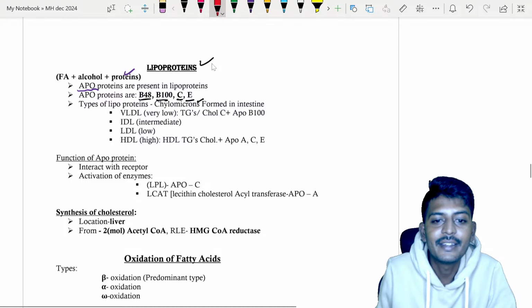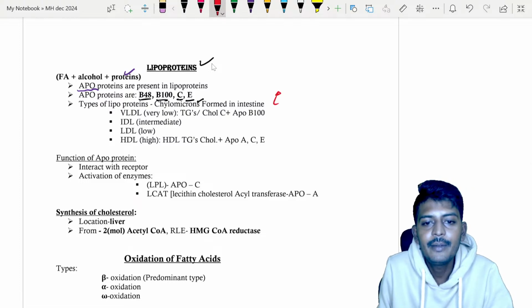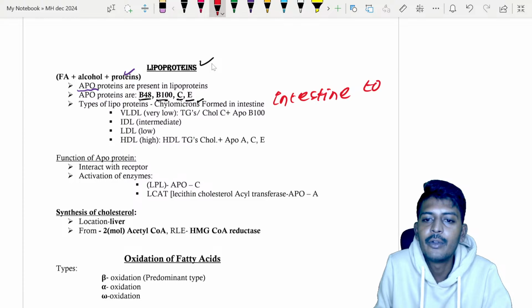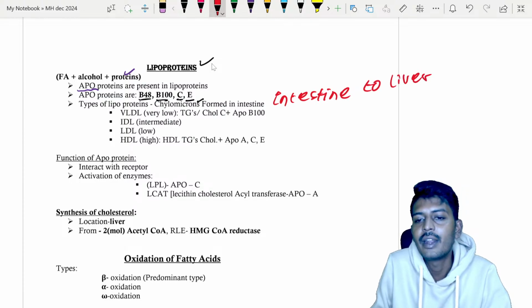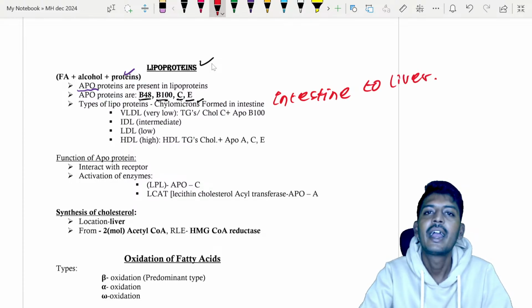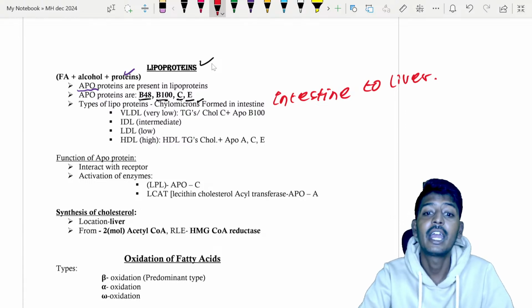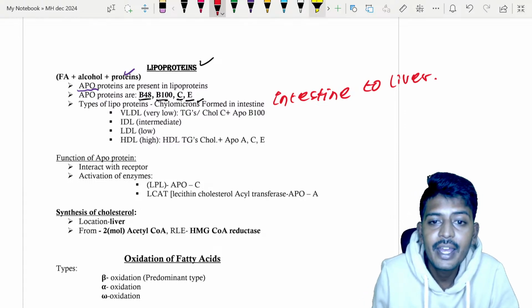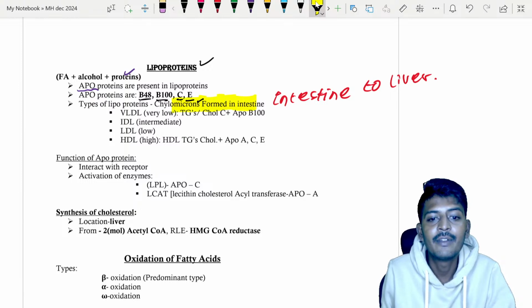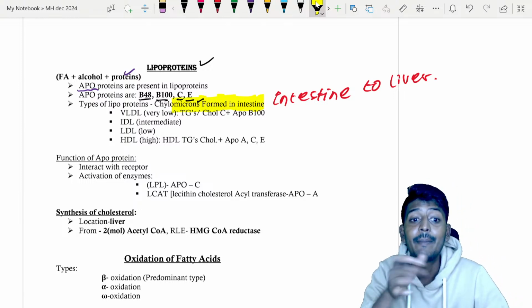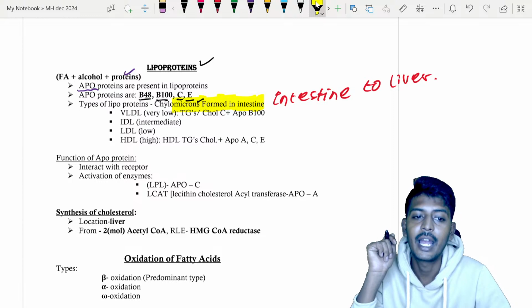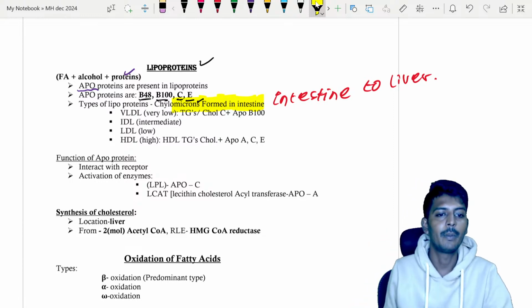They carry the lipids from the intestine to the liver. Carrying of lipids is done by your chylomicron. So as you eat the food, if the food consists of fat, that fat will be transported to the liver in the form of chylomicrons.